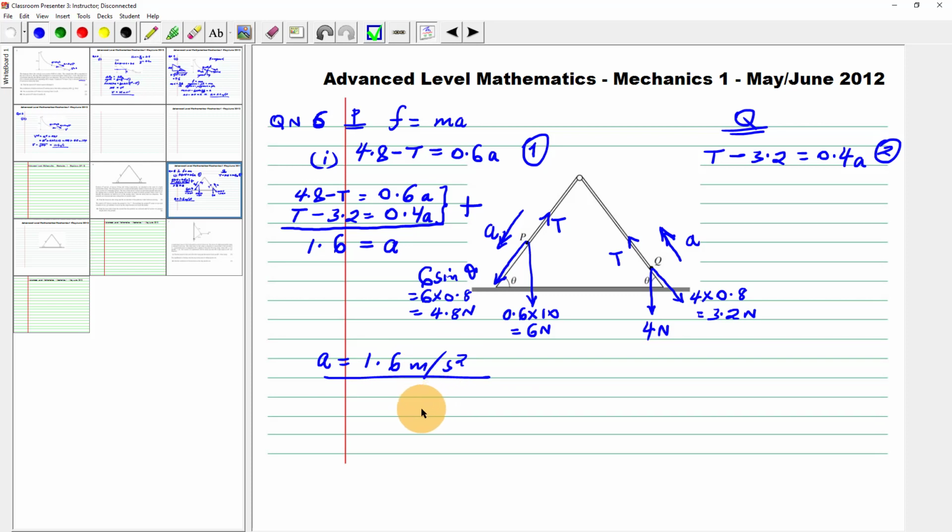Now, how do I get T? I will get this acceleration and substitute it into either equation 1 or equation 2. Let me substitute it in equation 2. So I'm going to get T minus 3.2 equal to 0.4 times 1.6.